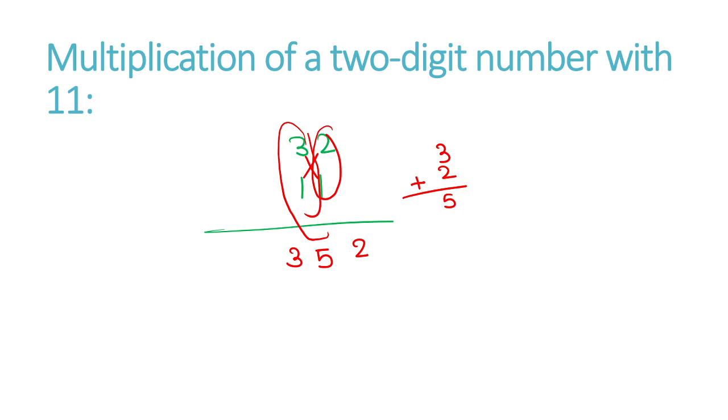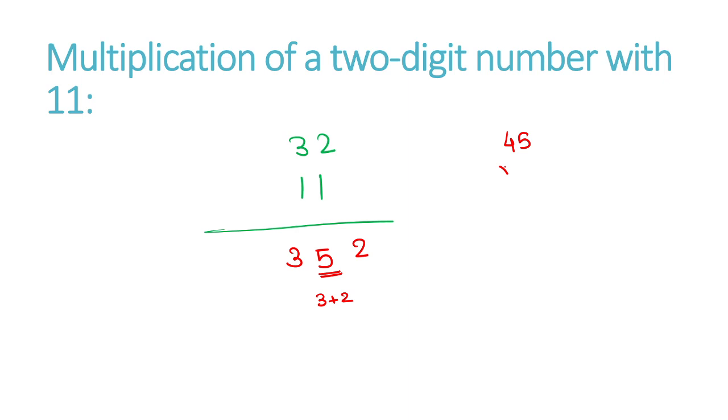Is it fine? Okay. Over here something special happens. If you see, the answer was a good number. The middle number is nothing but just 3 plus 2. For example, if I ask you 45 into 11, what will be your answer?